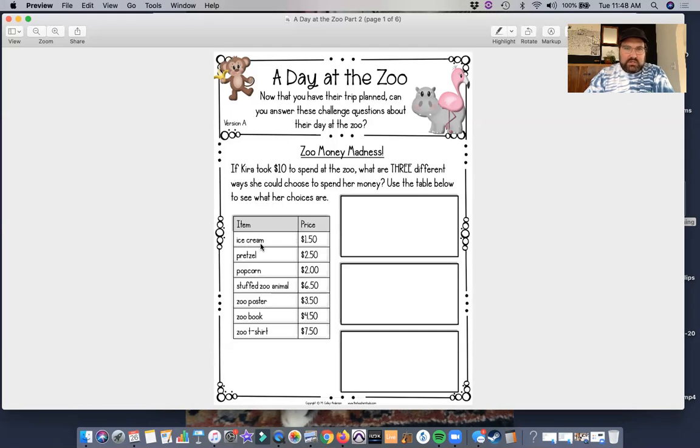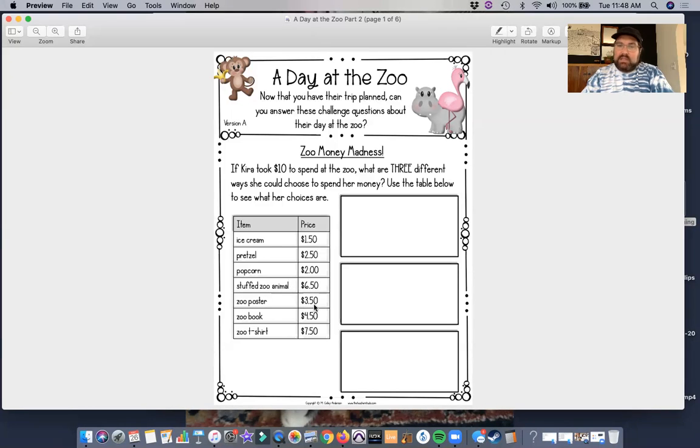We have ice cream that costs $1.50. How much would 2 ice cream bars cost? $1.50 plus another 50, 50 plus 50, that gives me another $1. So that's $3 altogether for 2 ice creams. A pretzel costs $2.50. How much would 2 pretzels cost? Popcorn costs $2. How much would 2 popcorns cost? A stuffed zoo animal, that sounds cool, is $6.50. How much would 2 stuffed zoo animals cost? I don't know if I have enough for 2 of those.